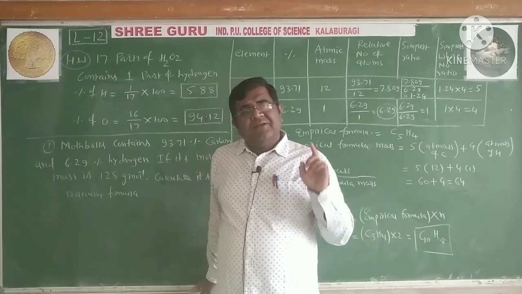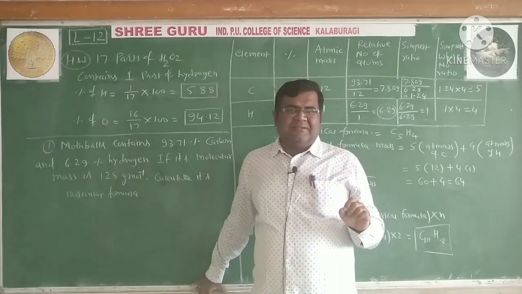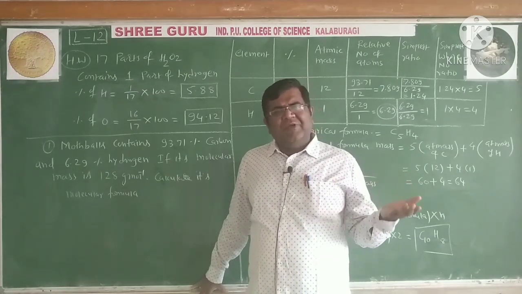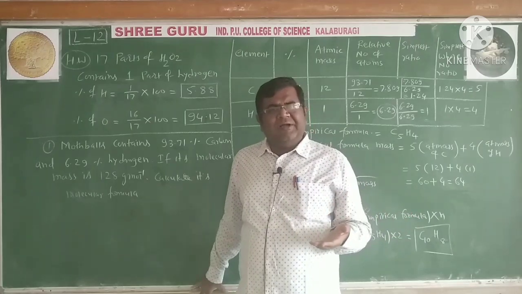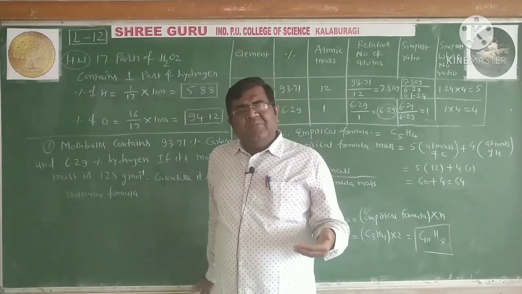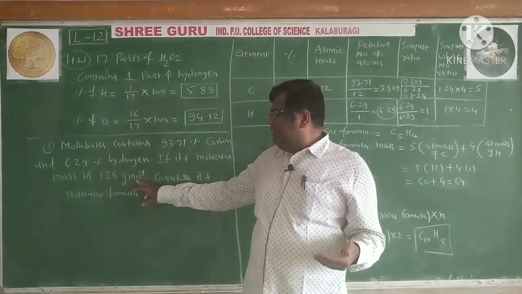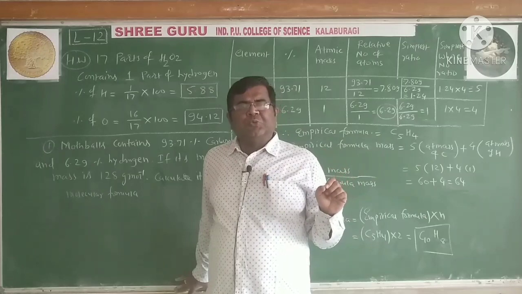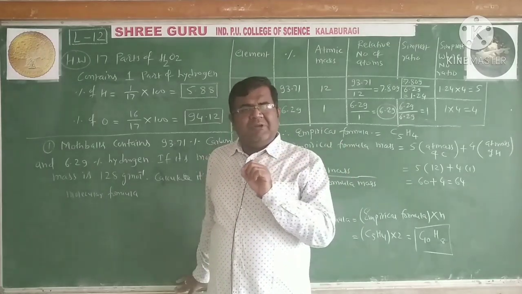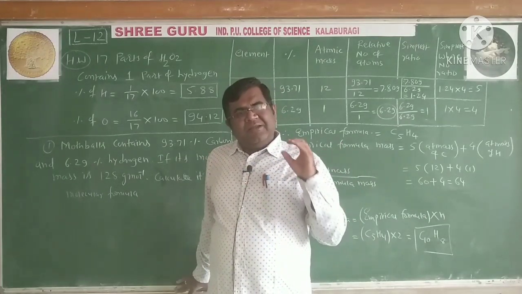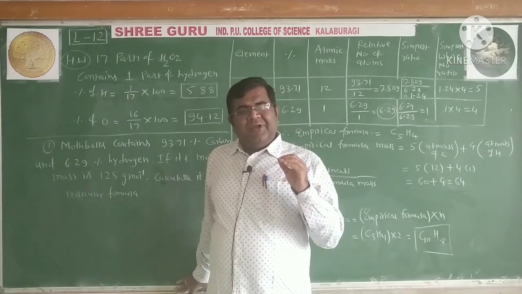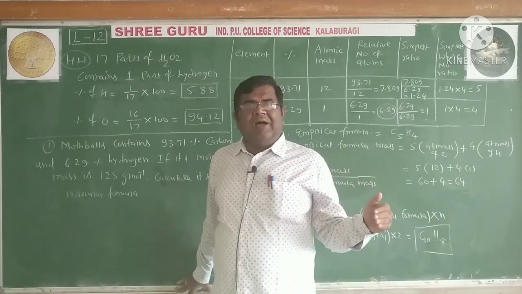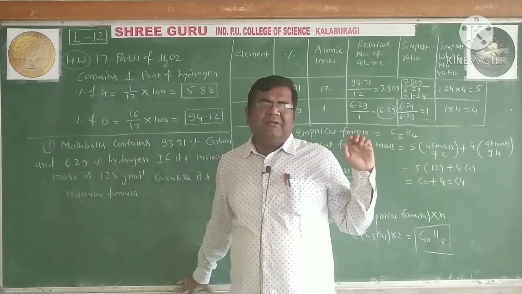Next is to determine empirical formula mass. How to determine it? Sum of atomic masses of elements present in an empirical formula. Then molecular mass will be given in the question. Use the formula small n equals molecular mass divided by empirical formula mass. Get the value of n. And lastly, molecular formula is equal to empirical formula multiplied by that integer n.